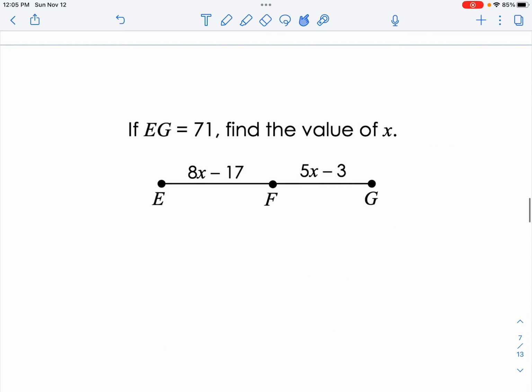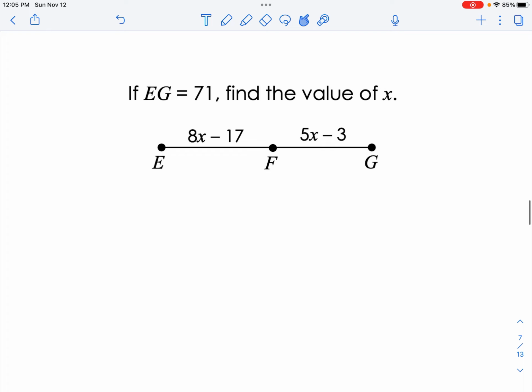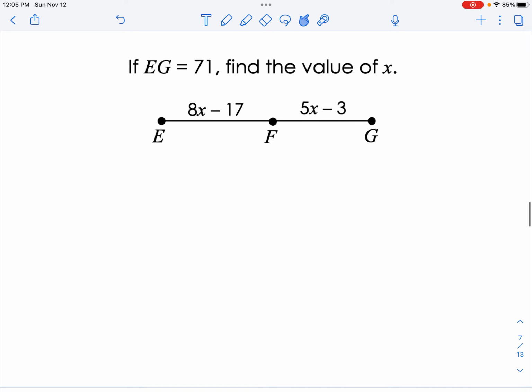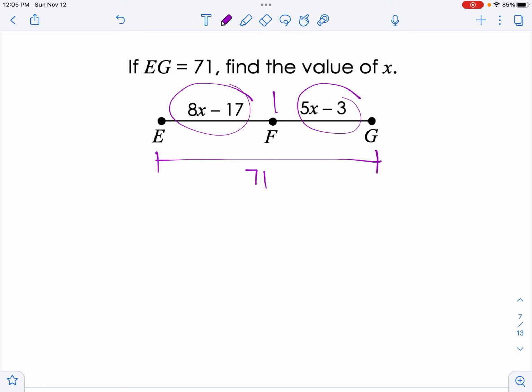That's the segment addition postulate. Okay, so now what they're going to do is sometimes bring in, rather than just having numbers, some algebra. And so we're going to go through that. So this says if the whole thing, e.g., this whole thing here is 71 from here to here, then find the value of x. Well, we know this and this together, added together, has to equal this. So that's actually what we're going to write.